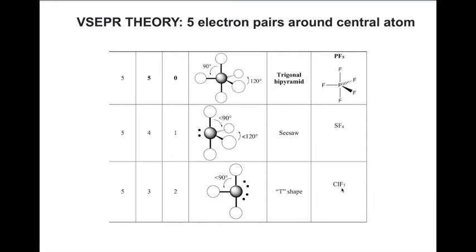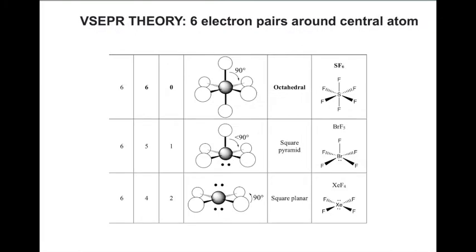Okay, and we're almost done with the summary. And this is when we have 6 electron pairs around a central atom. And if there are no lone pairs, we end up with a symmetrical molecule that is an octahedral shape, we call it. And here's an example, sulfur hexafluoride.